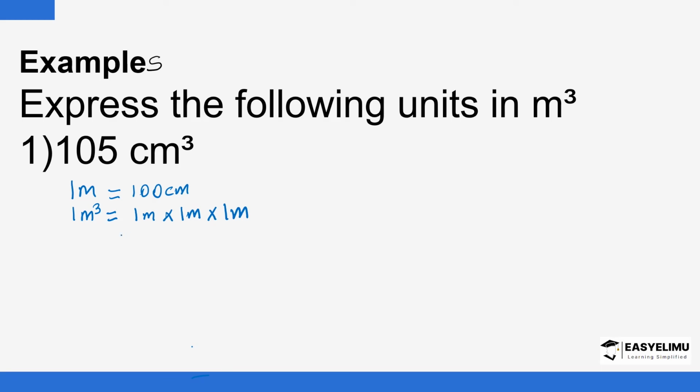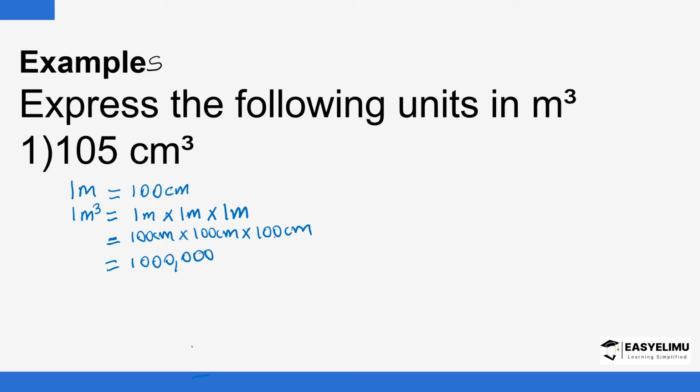You see. So if you convert each of these meters to centimeters by multiplying by 100, then this will be 100 centimeters, and this one will also be 100 centimeters, and the last one there will also be 100 centimeters. So if you multiply 100 times 100 times 100, that is a million.